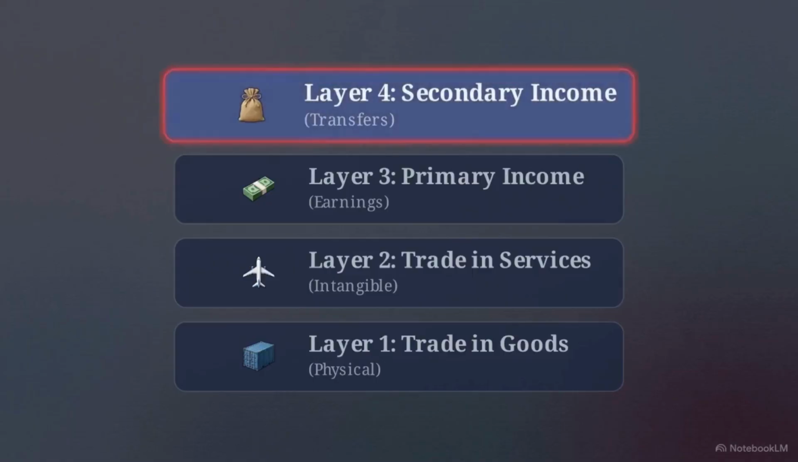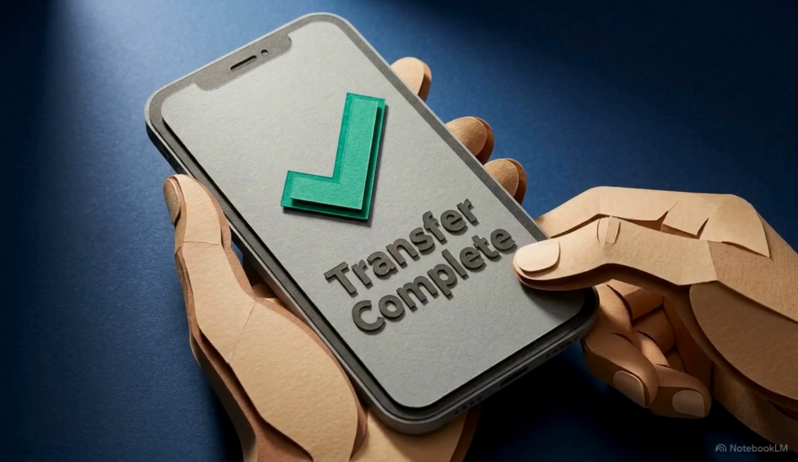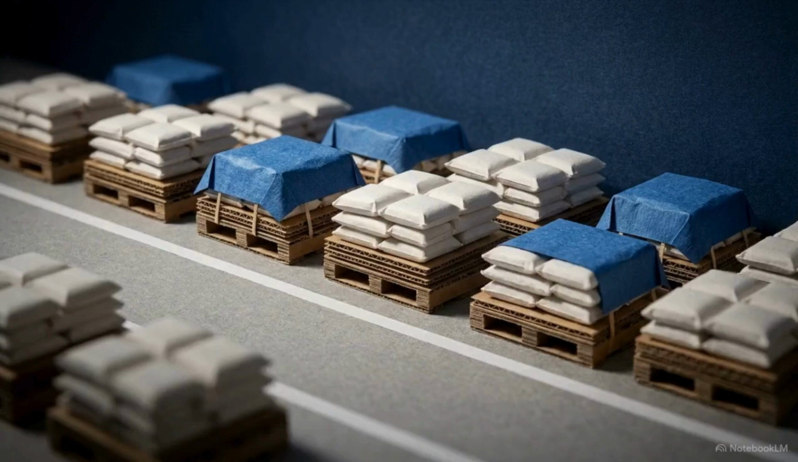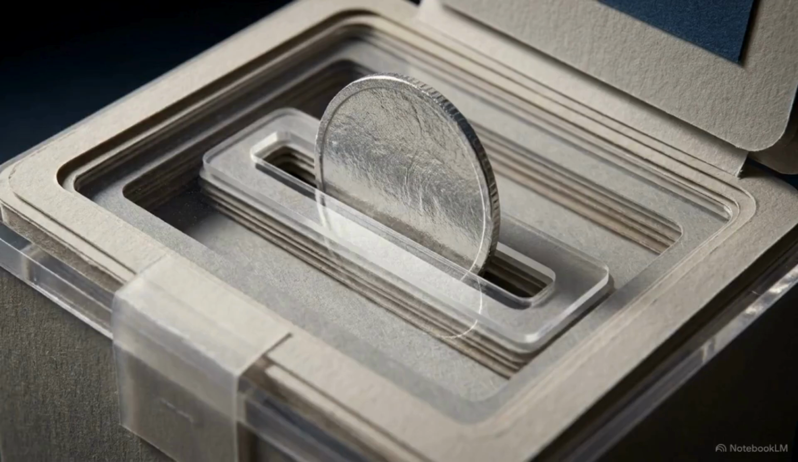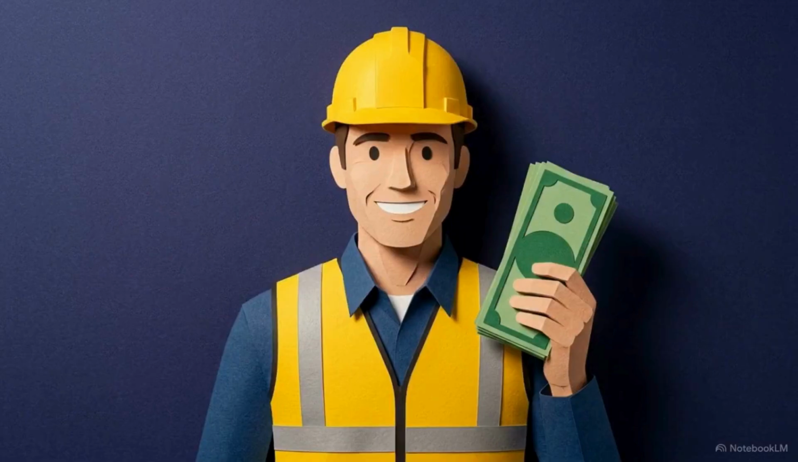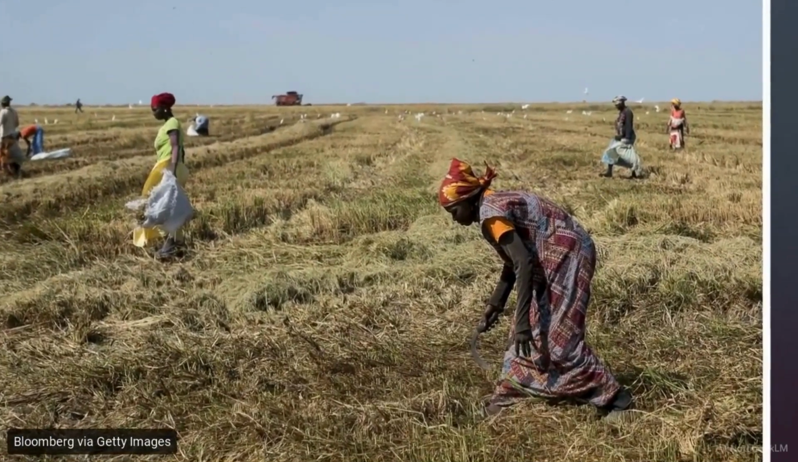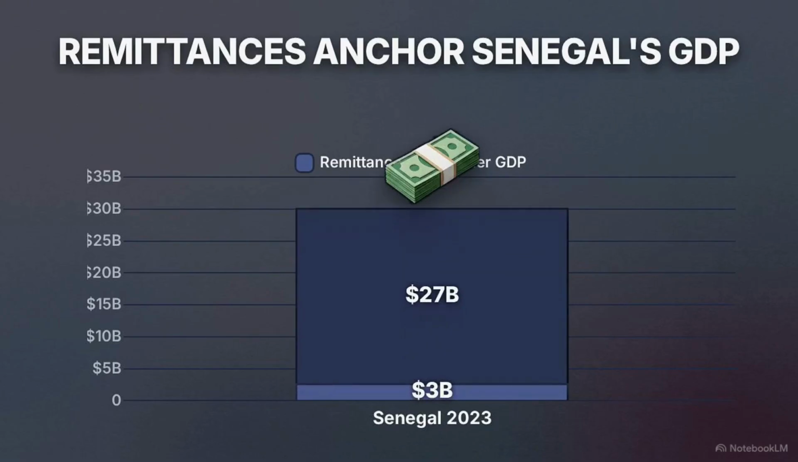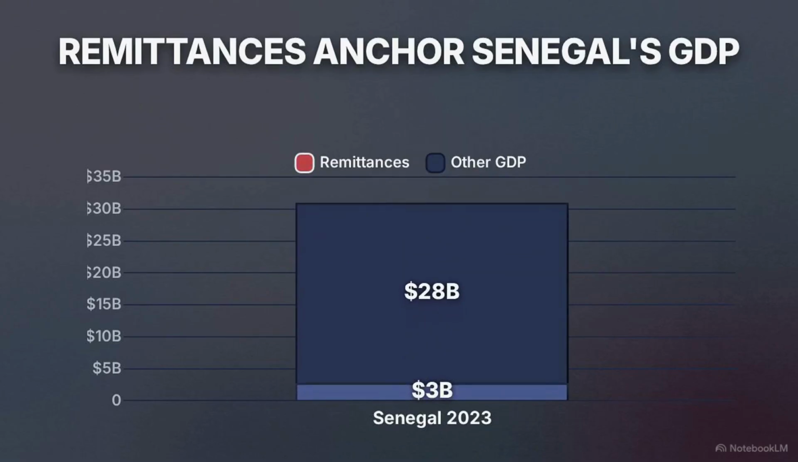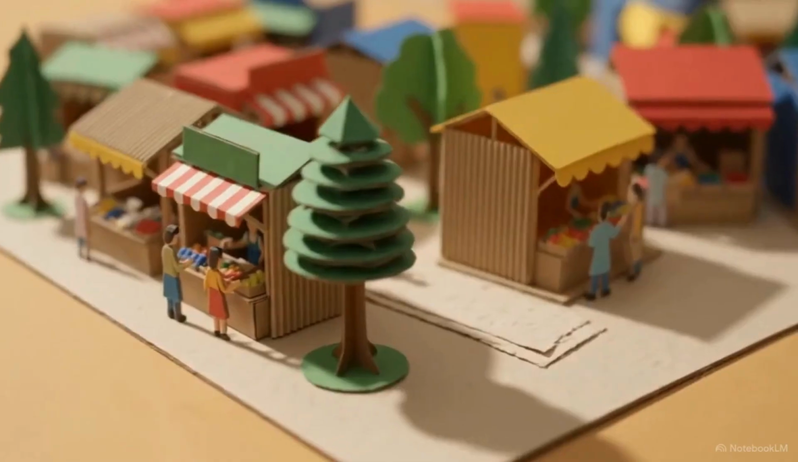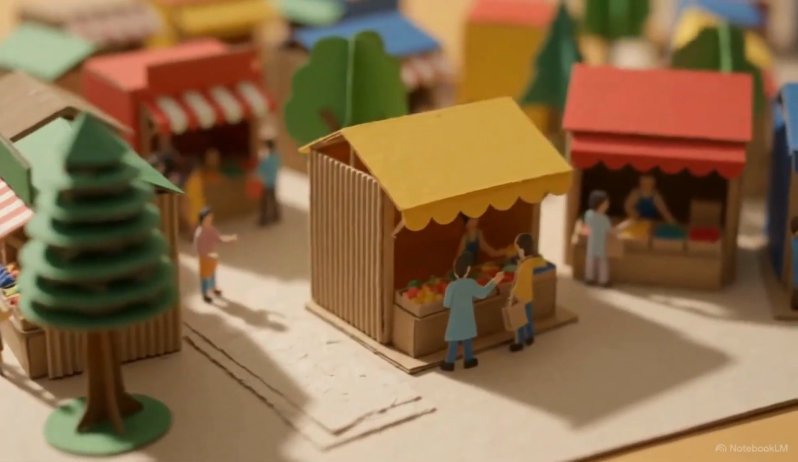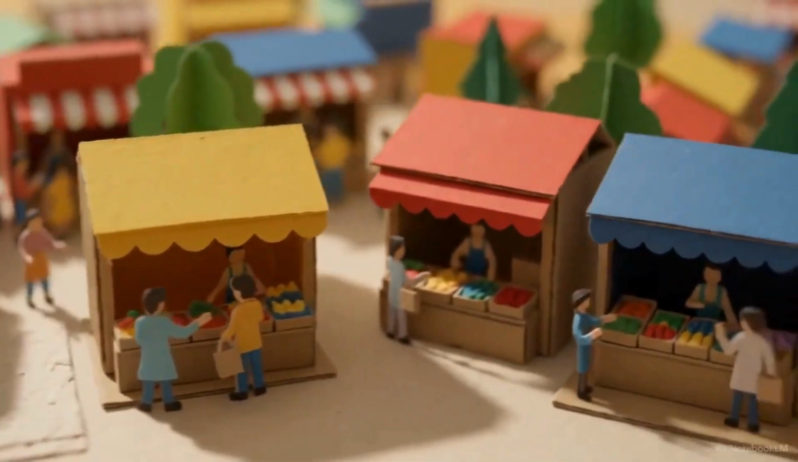The fourth layer is secondary income. These are current transfers, money sent between residents and non-residents where nothing is provided in return. This includes government aid and charitable donations, and workers' remittances, money sent by people working abroad back to their relatives at home. In countries like Senegal, these remittances can reach 9% of the nation's total GDP. These invisible streams can be enough to pull a country out of a trade deficit and into a net positive position.